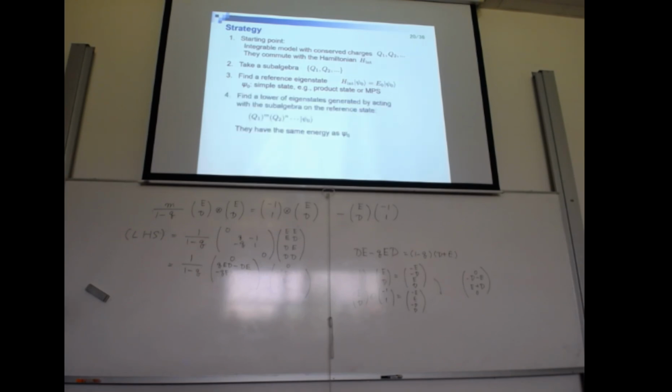And then I find the tower of eigenstates generated by acting with that subalgebra on this reference state. Because they commute with the Hamiltonian, they have the same energy as psi naught. But so far, the model is just an integrable model, so they have nothing to do with scars. But now you add some perturbation that breaks the integrability of H_int, but does not hurt the tower of states.